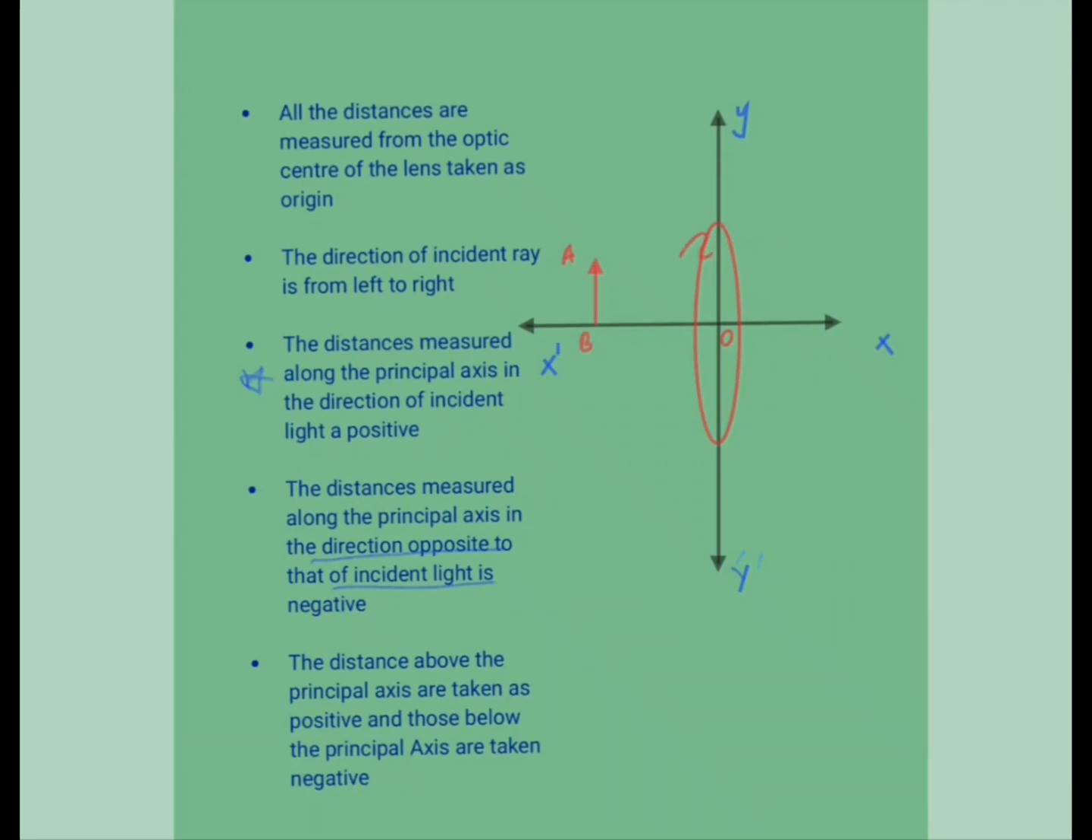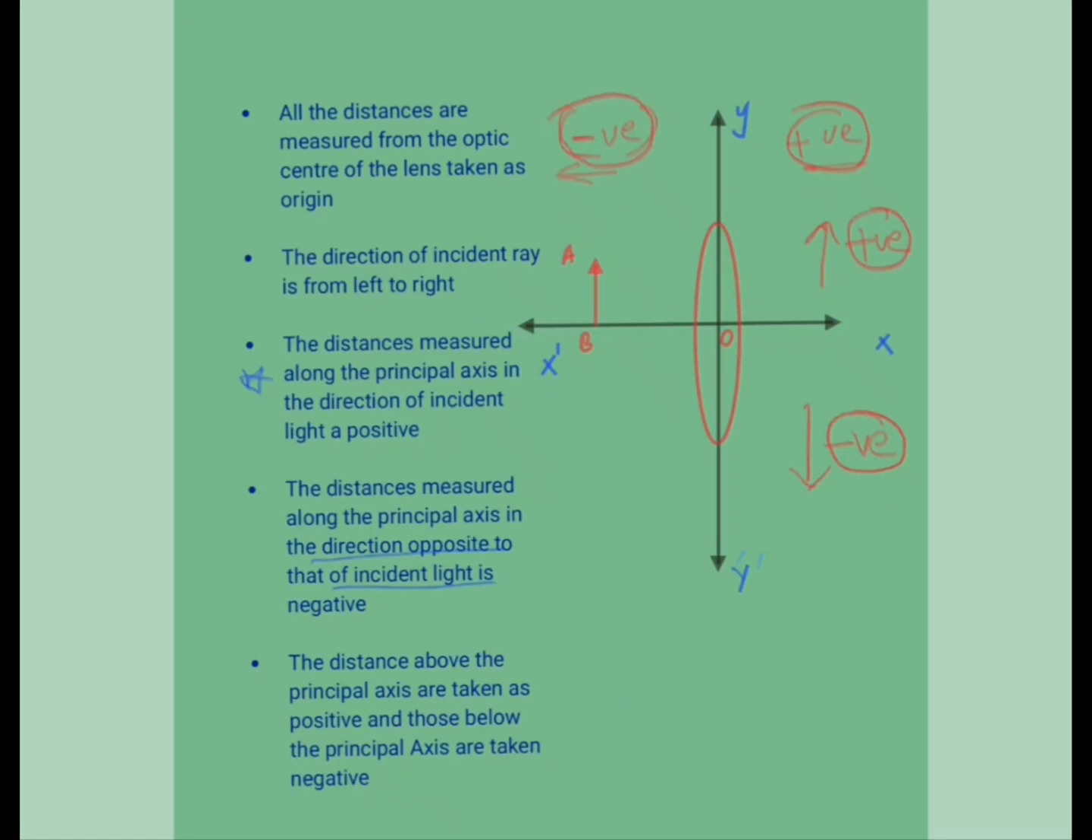So we'll write once more, all the distances on the left side, we take as negative. So all those on the negative side will be taken as negative. Here on the right side, we take it as positive. Okay, so left side is negative, right side is positive. Then on top, we take it as positive. Then at the bottom, we take it as negative. So this is the convention for distance measurement.